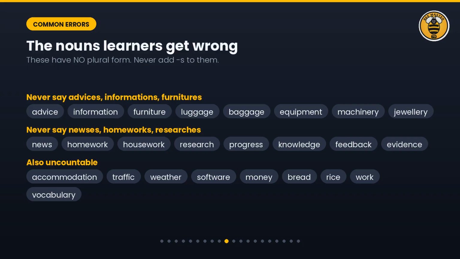Be careful with news in particular. It ends in an S, but it is not a plural. The news is good, not the news are good.